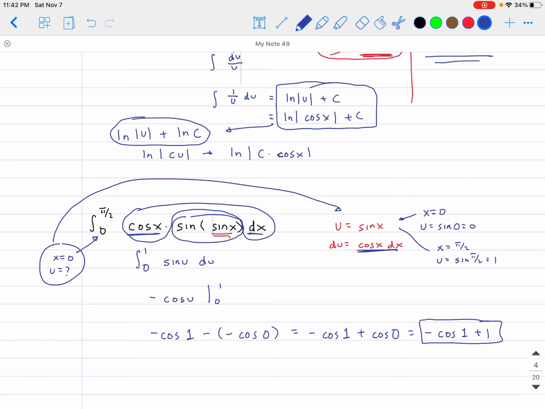So when it comes to definite integrals and this u substitution, just remember to make sure you change the boundary. And once you take the antiderivative, plug in the boundaries, and that's it. You don't have to change it back to x.